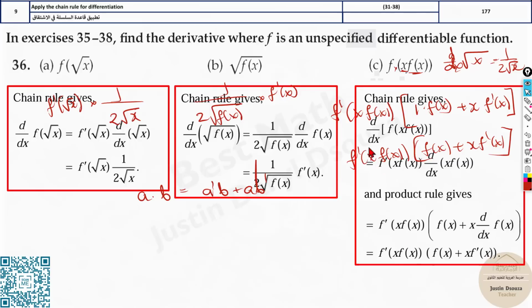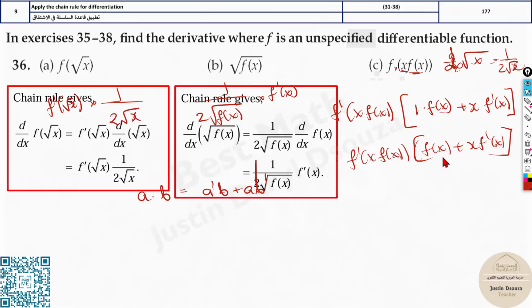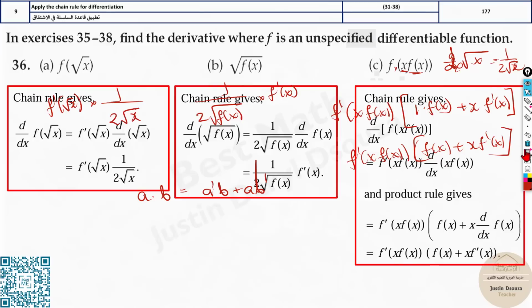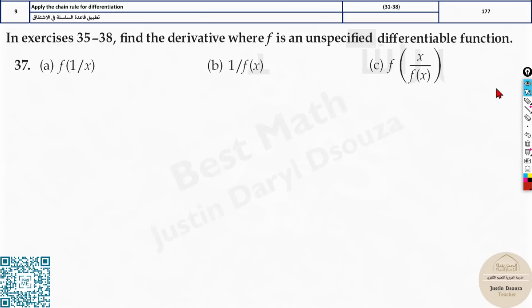And over here, we're getting f prime of x, f of x. And yes, this is it. Usually we don't go to multiply this. It's already simplified, so leave it like that. And here as well, f of 1 by x. What is the derivative of 1 by x? D by dx of 1 by x will be equal to minus 1 by x squared. This is the answer. This is the derivative rule.